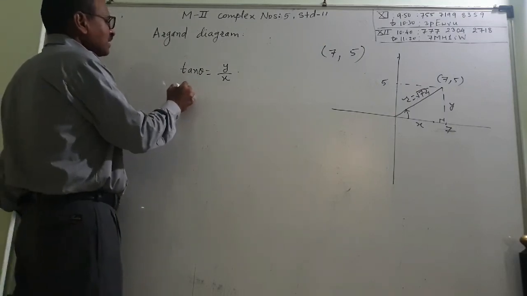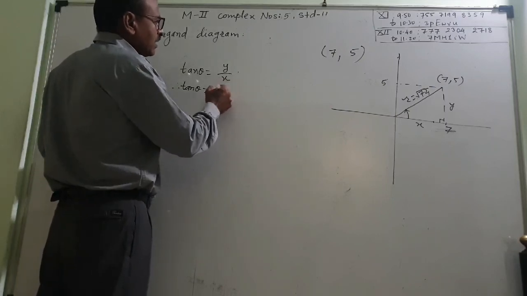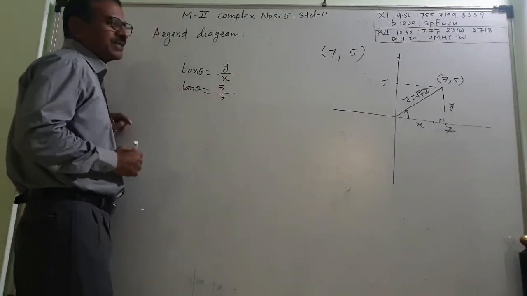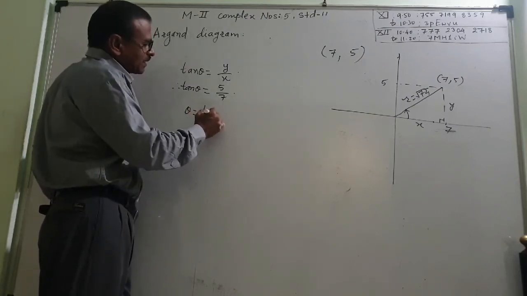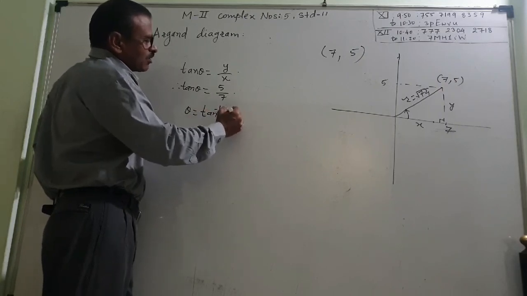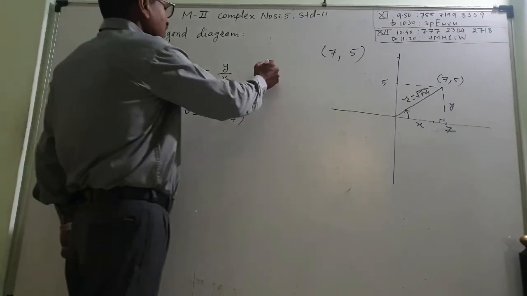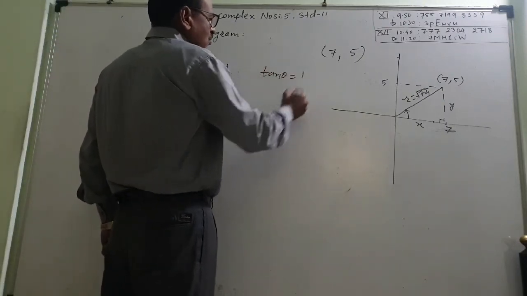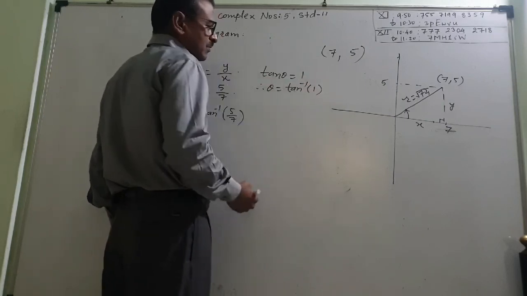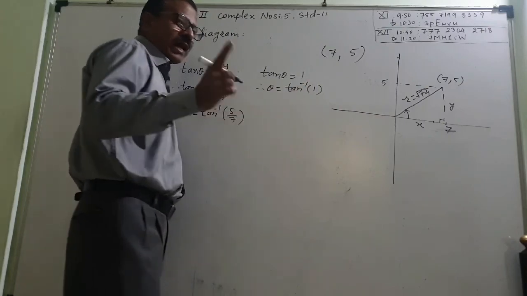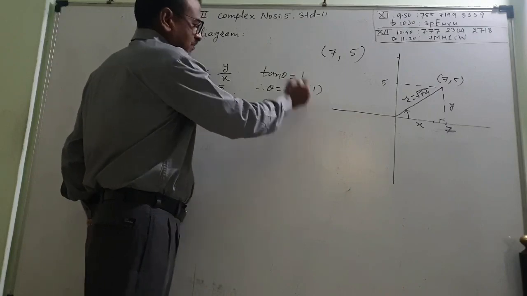Therefore, tan theta is equal to y is how much? 5. X is how much? 7. But I am interested in theta. So theta is equal to, I take this tan on that side and it is written in this fashion, tan inverse of 5 upon 7. Say suppose tan theta is equal to 1. Therefore theta is equal to tan inverse 1. Tan inverse 1 means the angle whose tan is 1. So theta is equal to 45 degree.